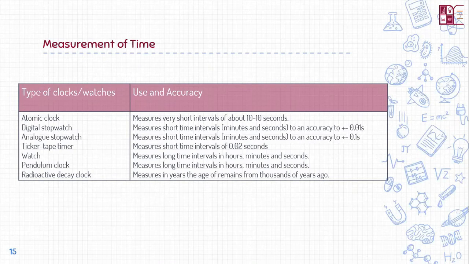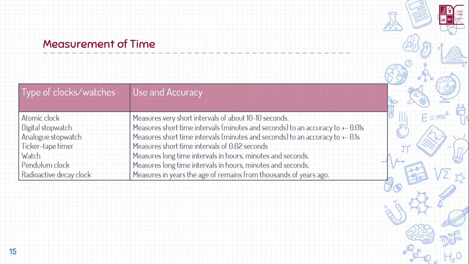Now, moving on to the measurement of time with the different types of clocks, their uses and the accuracy. An atomic clock measures very short intervals of about 10 to the power minus 10 seconds. A digital stopwatch measures small, short time intervals in minutes and seconds to an accuracy of plus minus 0.01 second. An analog stopwatch measures short time intervals to an accuracy of plus minus 0.1 seconds. A ticker tape timer measures short time intervals of 0.02 seconds.